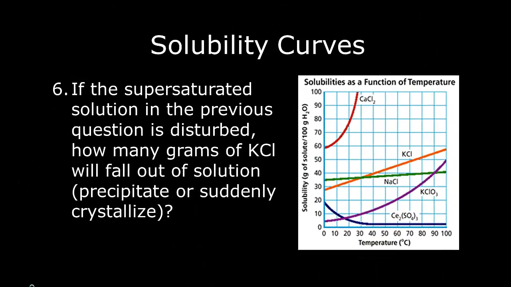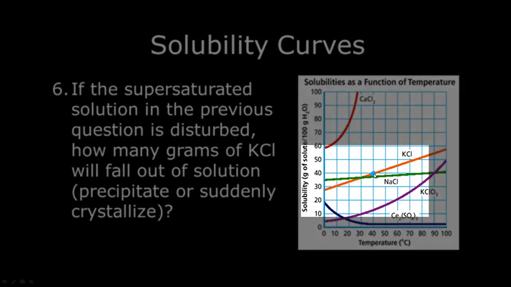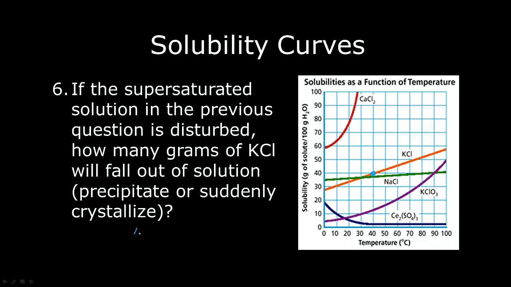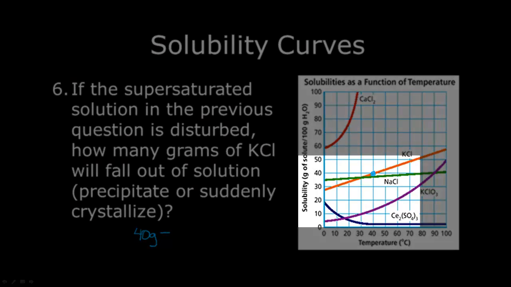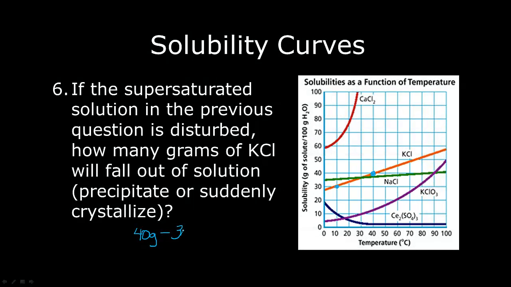6. If the supersaturated solution in the previous question is disturbed, how many grams of KCl will fall out of solution or precipitate or suddenly crystallize? So we had to heat it up to 40 degrees in order for 40 grams to go into solution. So we have 40 grams in solution, and we need to subtract the amount that can dissolve at 10 degrees. So at 10 degrees, which is right here, we have 30 grams that should be able to dissolve.